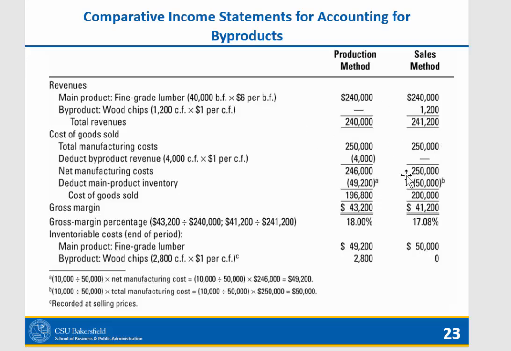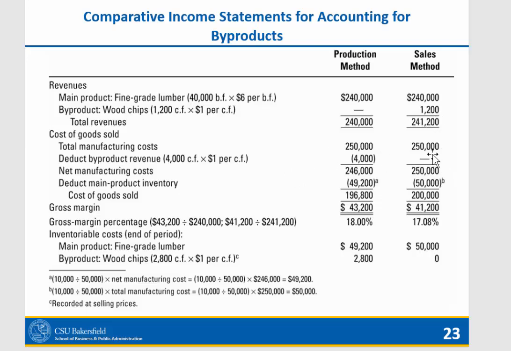Now let's come to the sales method. The sales method does not recognize the byproducts at all. So that's what's happening. We started with 240,000, and because we sell wood chips for $1 per cubic foot, we have additional revenues, which is 1,200. So then we have 241,200. That's about total revenues recognized.